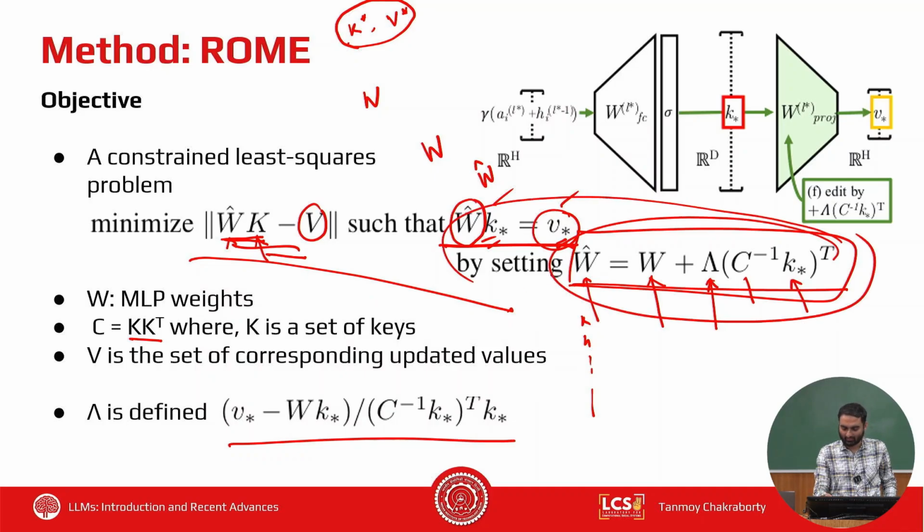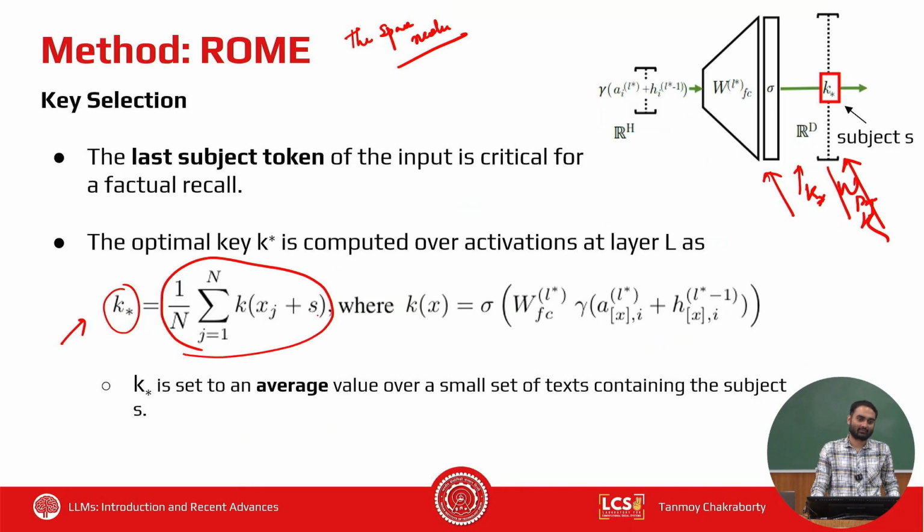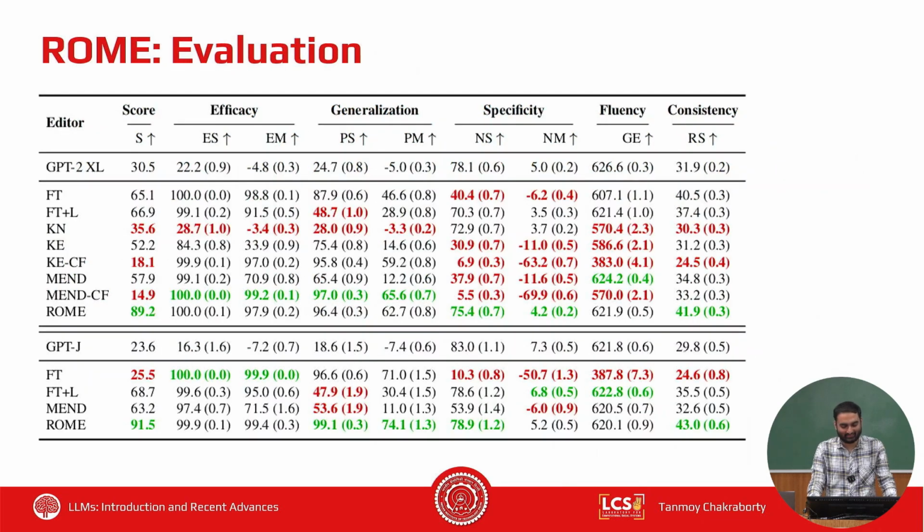So look at the components. I know W, I know K star, I know C, I know V star. So V hat can be produced. This is ROME. So the output is as usual. This was published, therefore it has already outperformed all the other baselines.